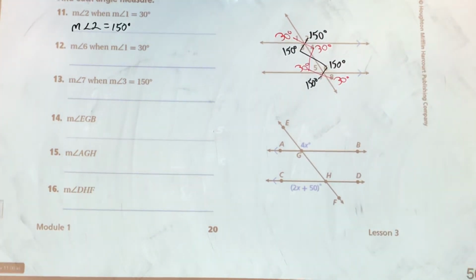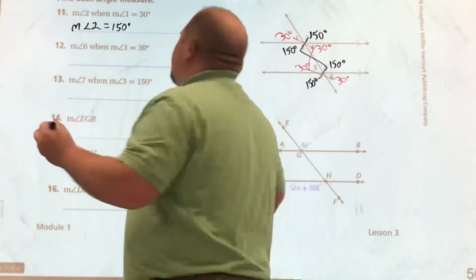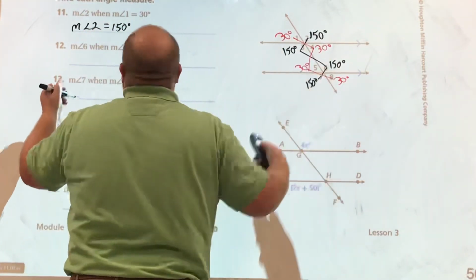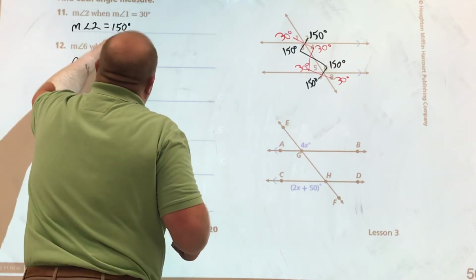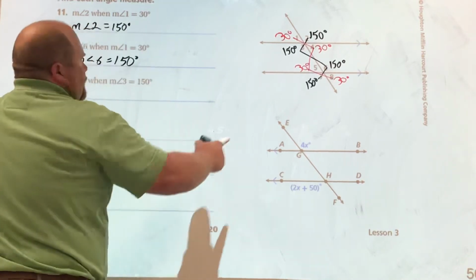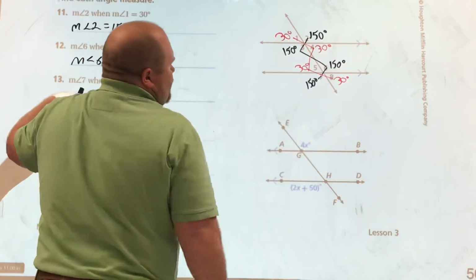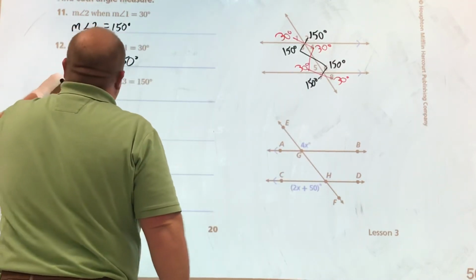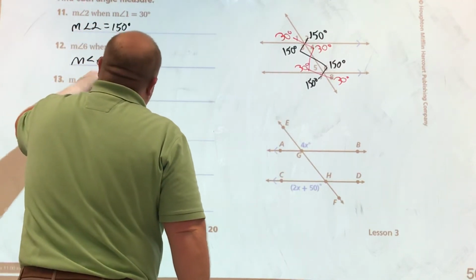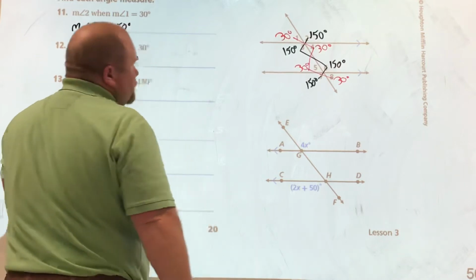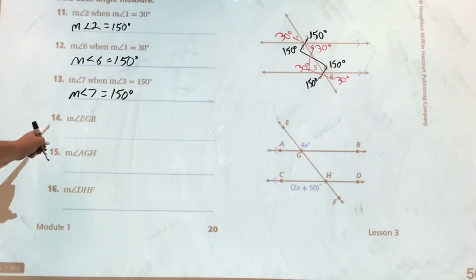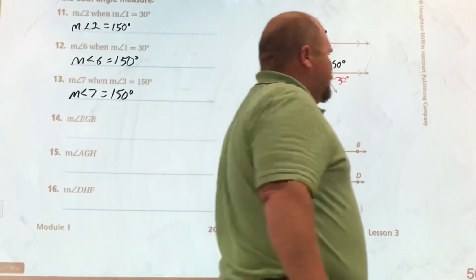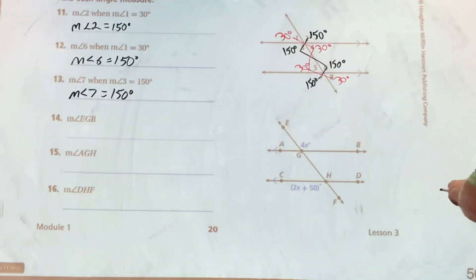So now it should be pretty simple to fill in what they're asking. What is the measure of angle 6? We can look over here and see it was 150 degrees. The measure of angle 7, also 150 degrees. All right. And 14 applies to this right here. So ready to move on.